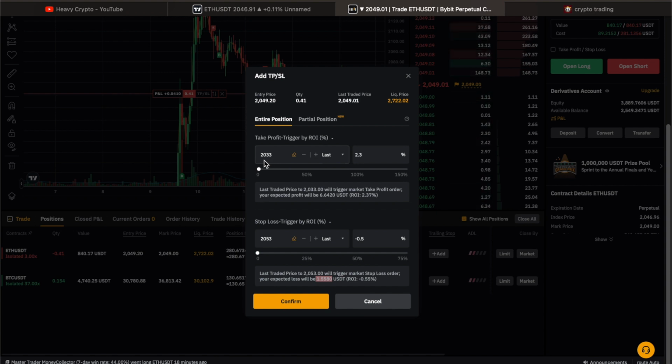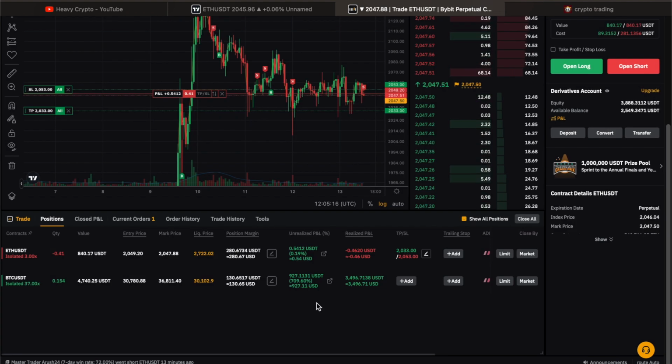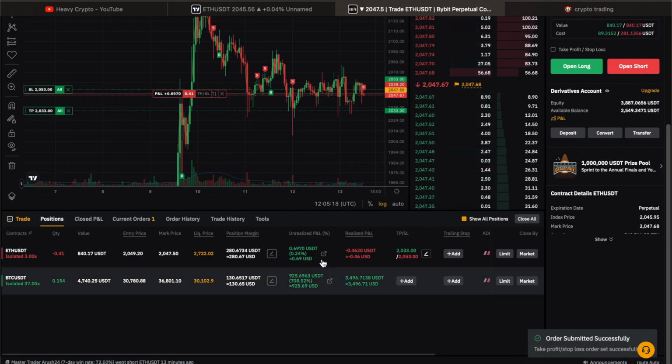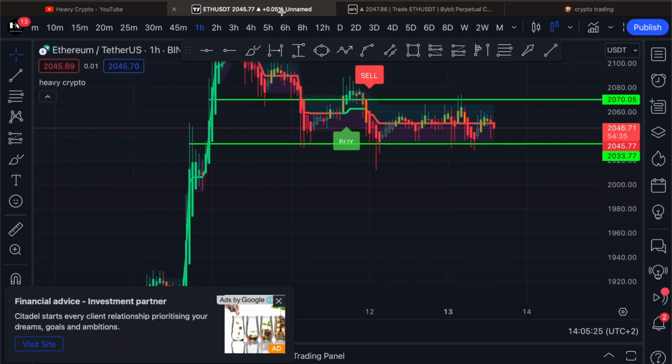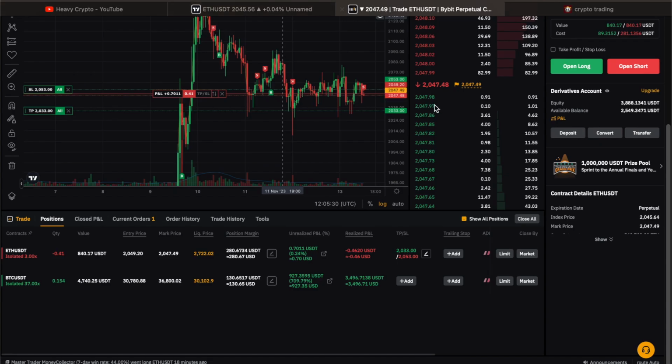And if the price of Ethereum goes to 2033 US dollars, I'm gonna make $6 US right there, and this is gonna be 2.37%. And if I click confirm, we're gonna be sorted. As you can see right now, the market is going in my direction, and now this position is in green. So these tools work. It gave me a sell signal, so the market is going in my direction. This is how exactly you can place a short position.